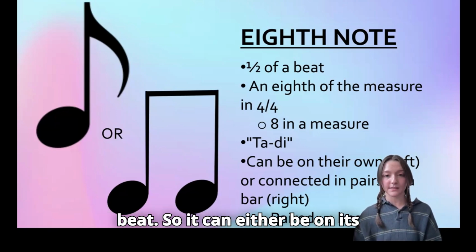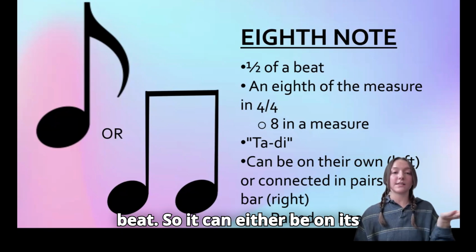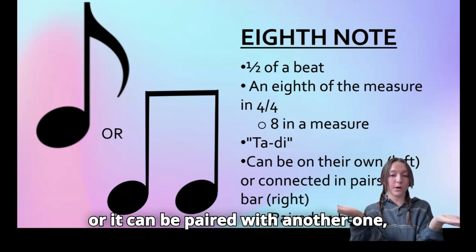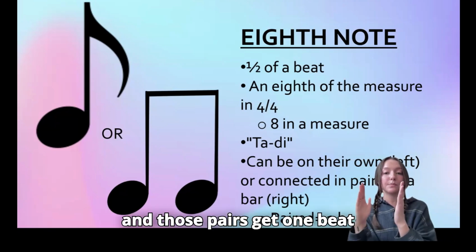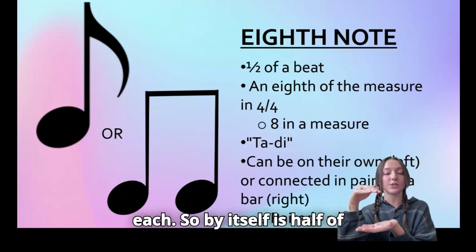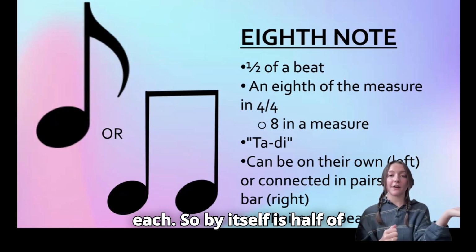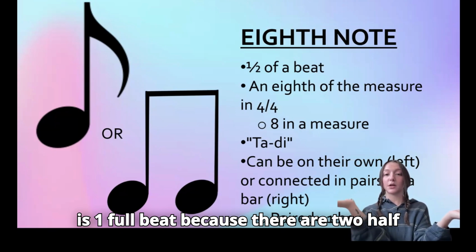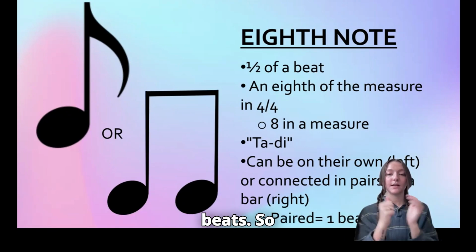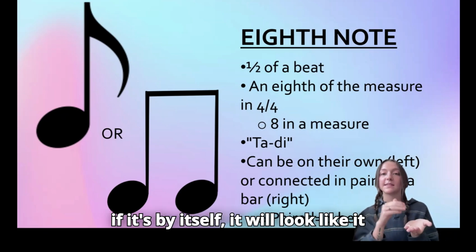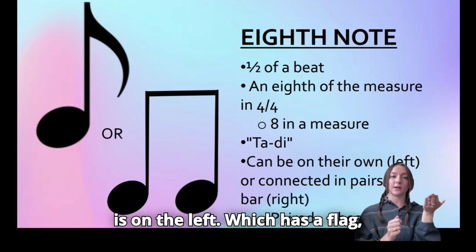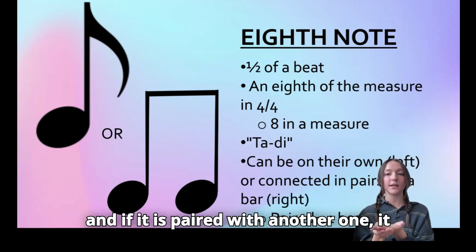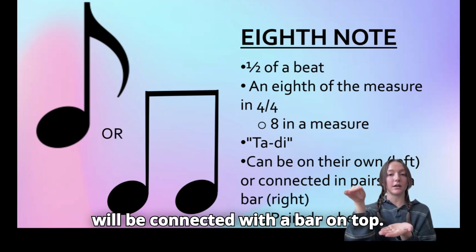And now we have the eighth note, which is half of a quarter note, and it gets half of a beat. So it can either be on its own, having half of a beat, or it can be paired with another one, and those pairs get 1 beat each. By itself is half of a beat. Paired is 1 full beat because there are 2 half beats. If it's by itself, it will look like it is on the left, which has a flag. And if it is paired with another one, it will be connected with a bar on top.